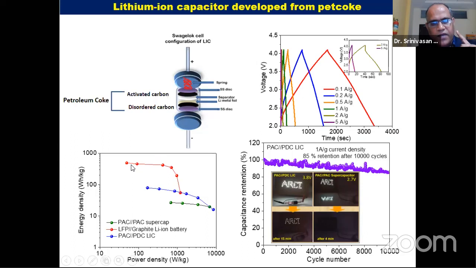The red one is the battery. It has high energy density. If you see the x-axis, it has very poor power density. Whereas the supercapacitor has high power density and very low energy density. So to get a device which has high power density as well as high energy density, this is the material we have developed, which shows energy density and power density in between the lithium-ion battery and the supercapacitor. So that is the thing.